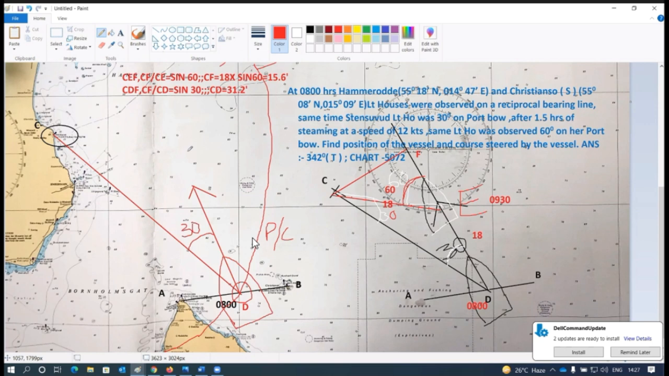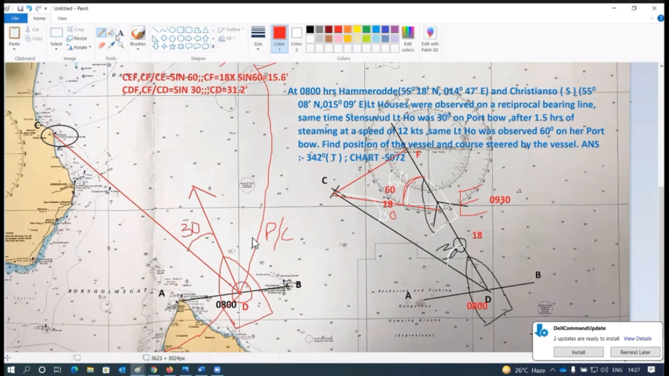Okay, give. What is the position? Bas batao. Position 55 degree. Kitna? 18.4 minute north. Latitude kitna? 55, 18.4 north. And longitude? Yes. Longitude? 14 degree 56 east. 14 degree 56 east hai na west? Yep. East, okay. Yes. East. Okay.